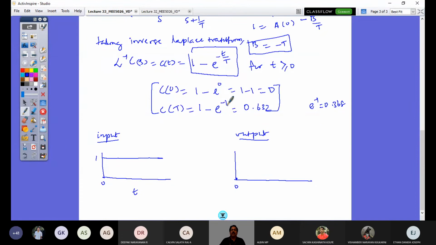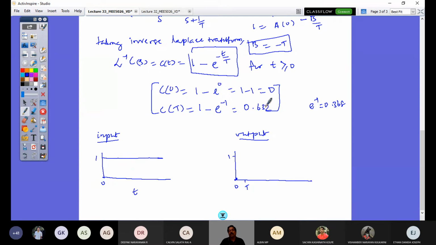At t equals T, my output response is 0.63. So I should ideally have the same value of 1 if this were well correlated immediately, but it's not so. At t equals T I get this value, somewhere here, which is slightly more than half.